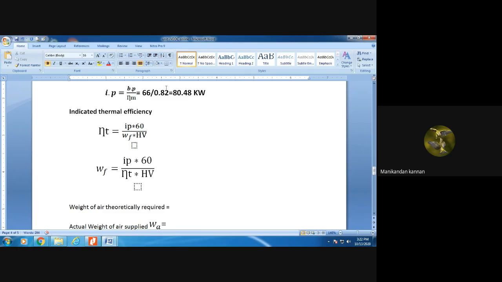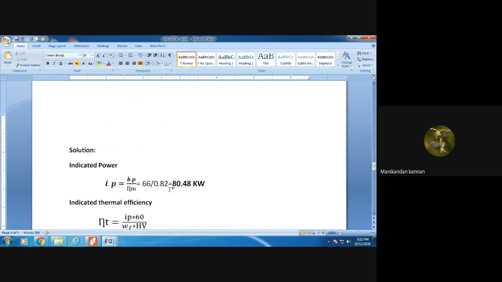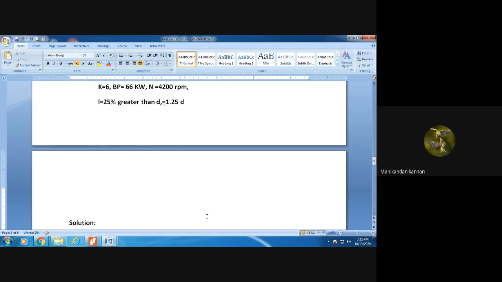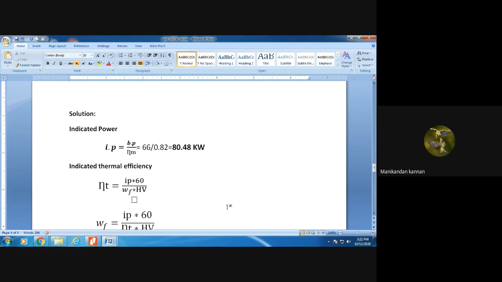I am writing the value. So for the answer, you can highlight. Whenever you get an answer, you can underline it with the pencil. Now see, I have found out the indicated power. I need to see how the problem is going. First I will explain this.